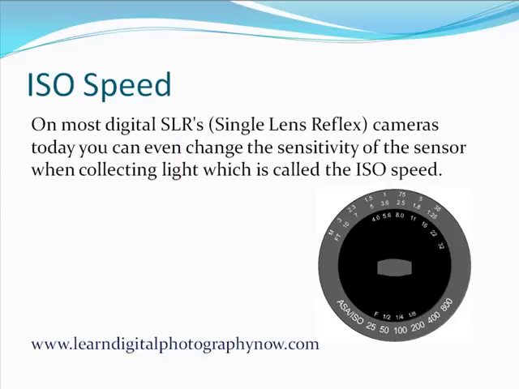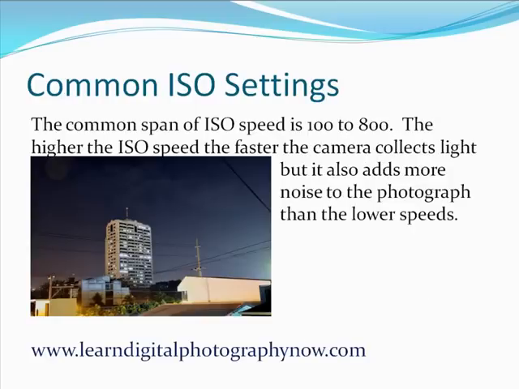On most digital cameras today, you can even change the sensitivity of the sensor when collecting light, which is called the ISO speed. The common span of the ISO speed is basically between 100 to 800. The higher the ISO speed, the faster the camera collects light, but it also adds more noise to the photograph than lower speeds.